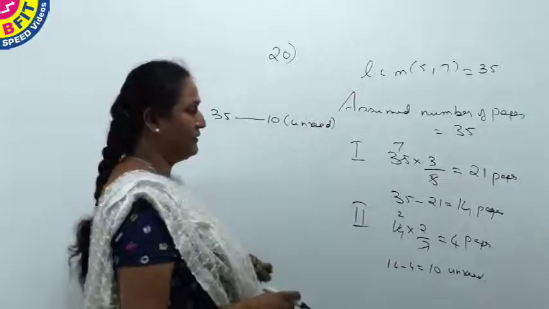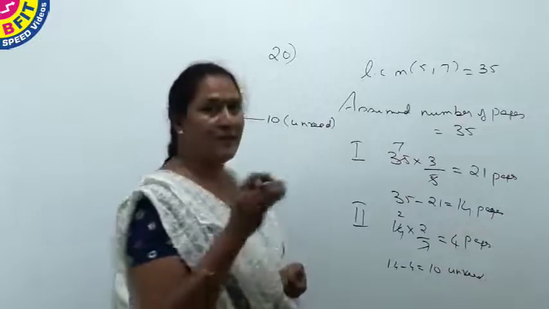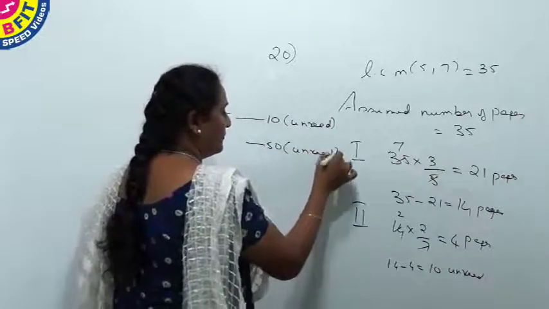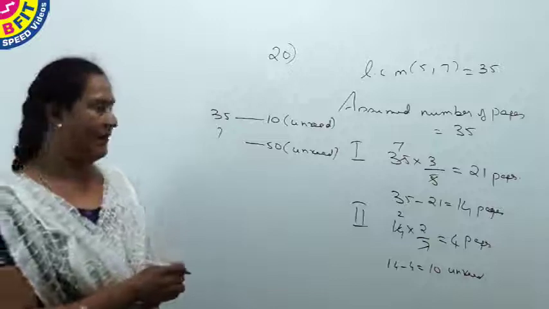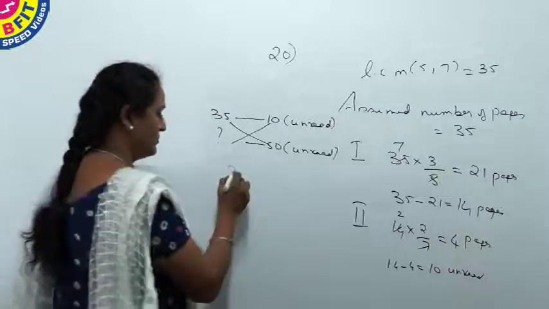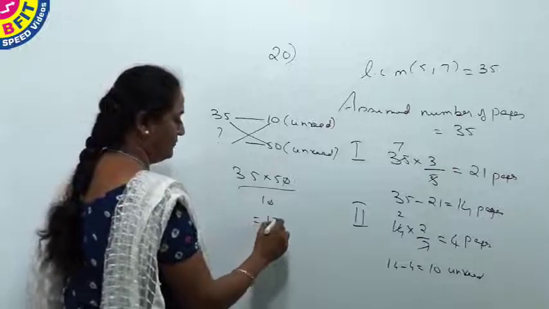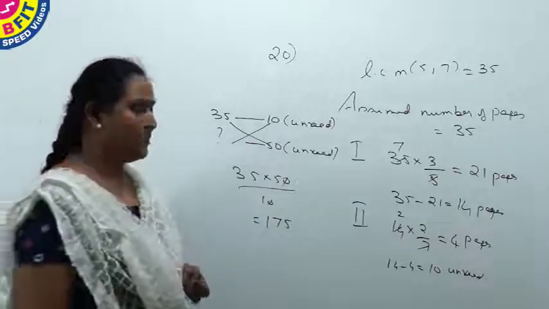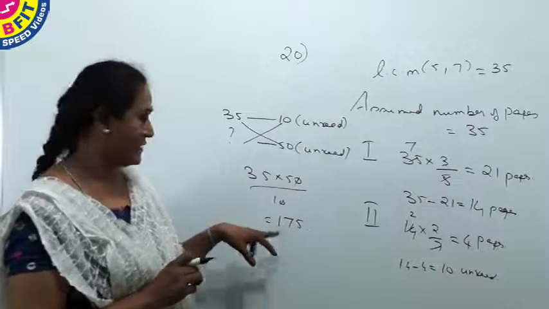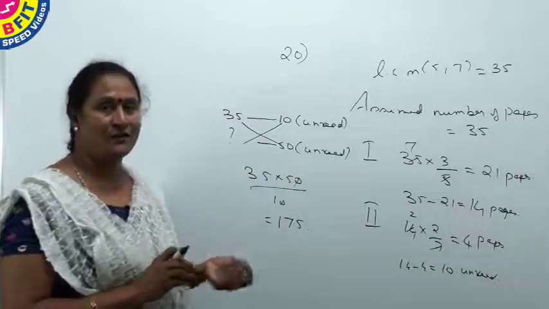But they have given that the number of unread pages is 50. She has returned the book on the third day with 50 pages unread. So if 50 pages are to be unread, how many pages would the book have contained? Just multiply by 5, that is, multiply this by 5 and divide by 10, and you get the number of pages, which is equal to 175. So the book contained 175 pages. According to this condition, she returns this book, which has 175 pages, with 50 pages unread. So the answer here is 175.